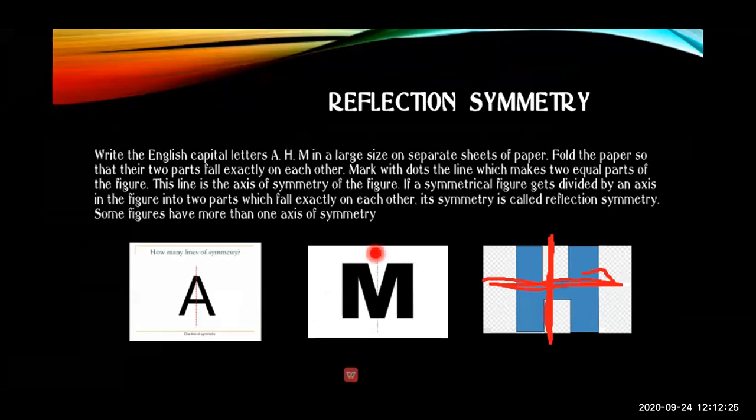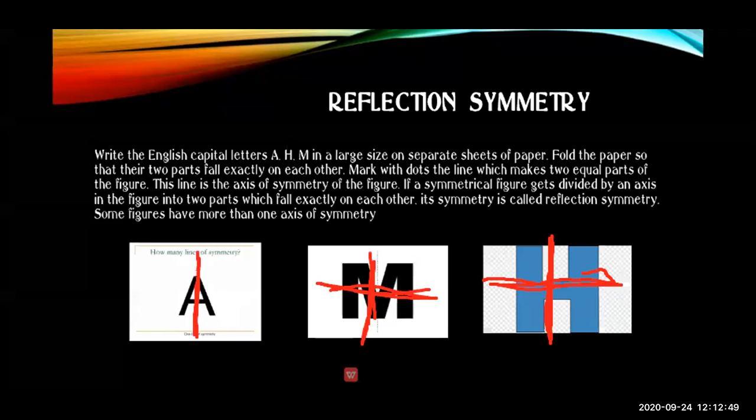Now, if I fold M straight, it will show only one axis. We can't fold it the other way because it does not show the same reflection. So in letter M, it will show only one axis, and A also shows one axis.